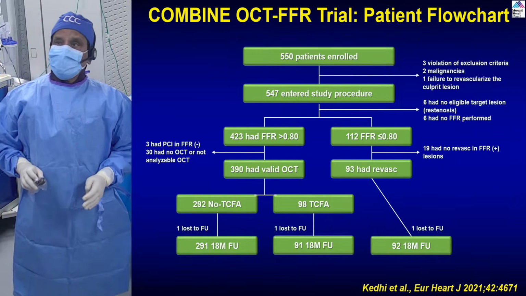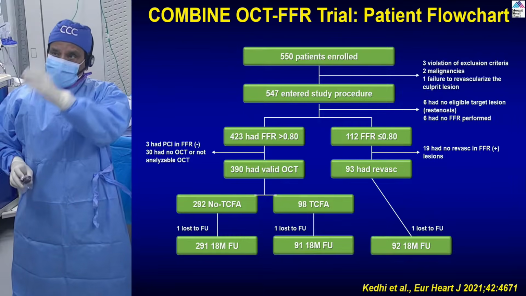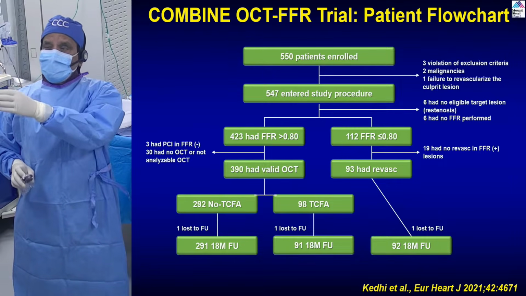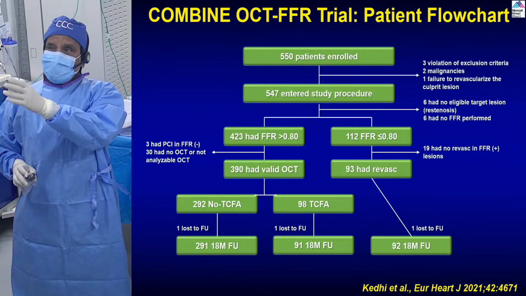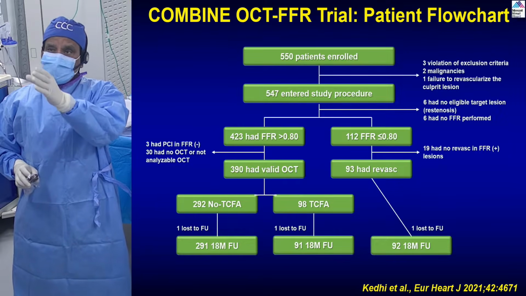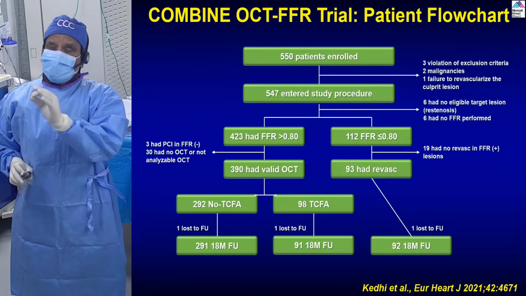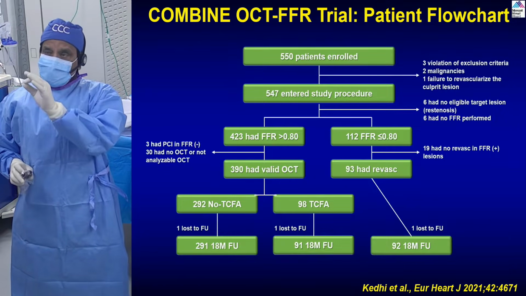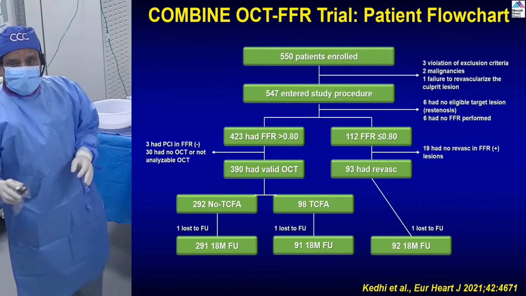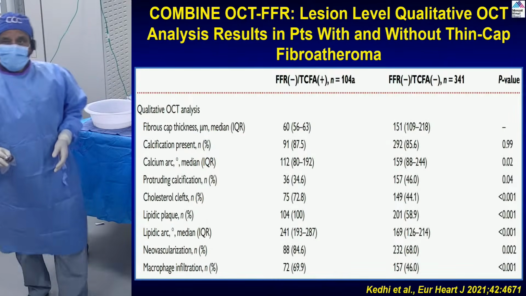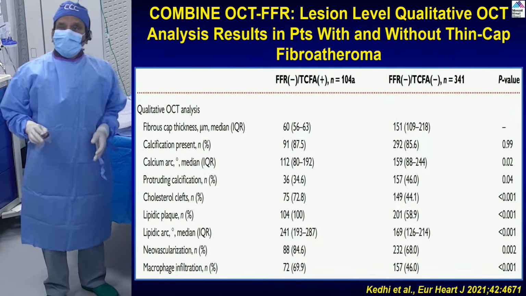The patients who had FFR less than 0.8 got PCI revascularization, 93 of them. But of 390 patients who had OCT, 292 had no thin-cap fibroatheroma and 98 had thin-cap fibroatheroma, and these patients were followed for 18 months. And what did we find? Very interesting. Look at this.